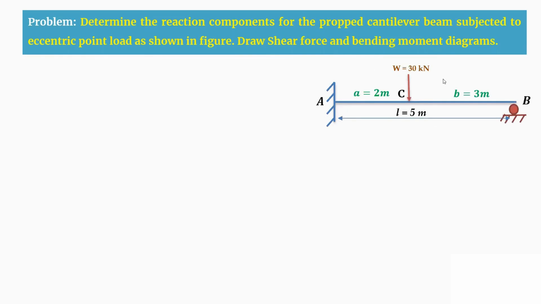So this is a propped cantilever beam AB. Here I am taking a numerical problem. AB has a span of 5 meters and the load here is 30 kilonewton, indicated by W. This load is at a distance of 2 meters from the fixed support, that is A, and at a distance of 3 meters from the B support, which is a roller support.